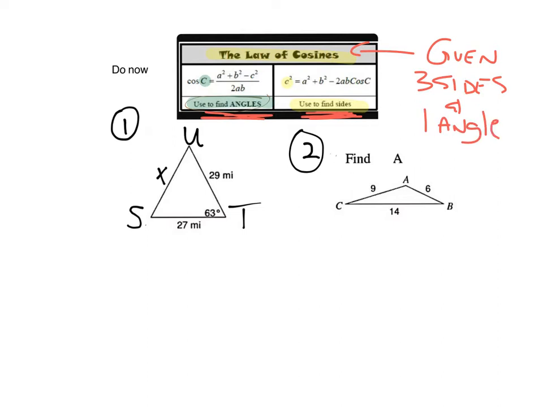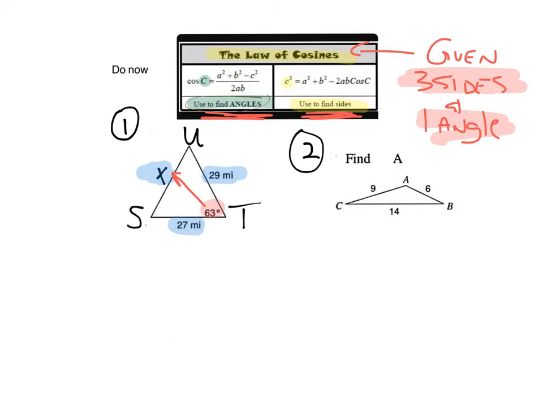You take what's given to you plus what you have to find and see if that's what you have, three sides and one angle. So for this first problem, triangle SUT, here they give you 1, 2, 3 sides. Here I'm trying to find that side T. So here they're giving us three sides and one angle. So that's why I'm using the law of cosines.